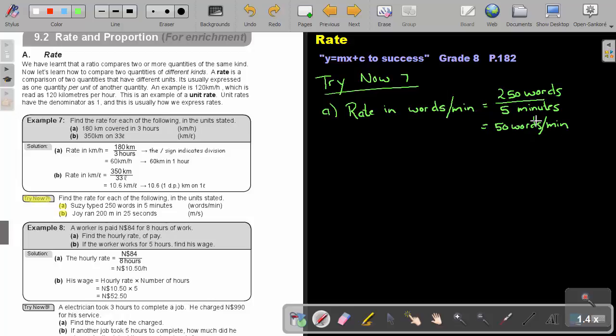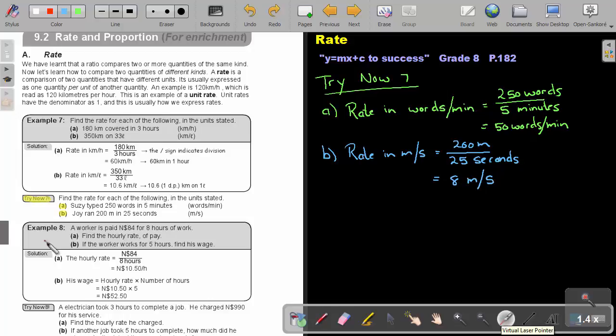Okay, let's go to number B. Joy ran 200 meters in 25 seconds, and I want the speed in meters per second. So the rate in meters per second will be 200 meters divided by 25 seconds. And the answer will be 8 meters per second. So she will run 8 meters in 1 second.